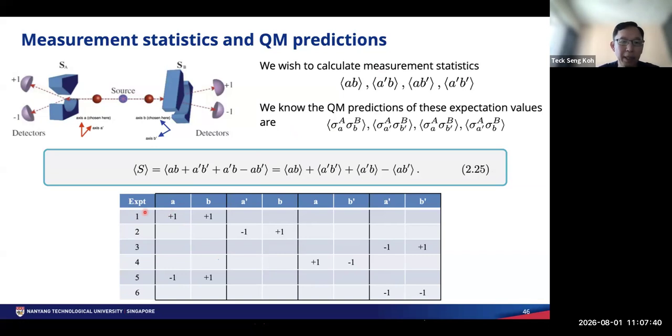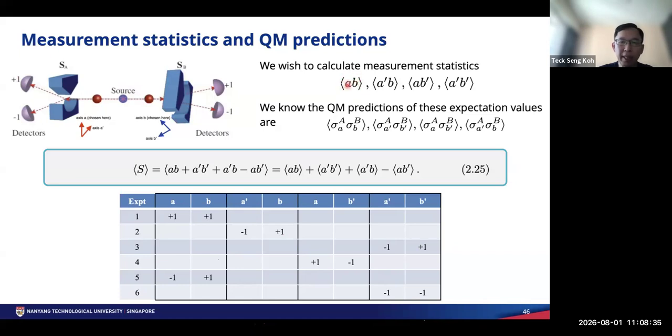So for example, in the first run of the experiment, Alice chose to measure in axis A. Let's say Alice has two choices, axis A and A prime. Bob has two choices, B and B prime. They randomly choose what axis to measure in. They don't talk to each other. So suppose in experiment 1, Alice chose axis A, Bob chose axis B, and these were their results, 1 and 1. They just recorded it. In another run, number 2, they chose a different set of axes, and these are their results. So there are 4 possible sets of axis choices, and experimental results are either 1 or -1.